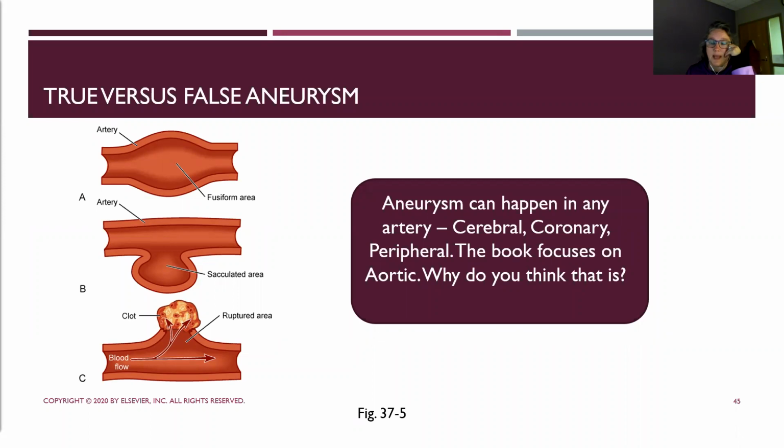Like I said, the aneurysms can happen anywhere in any artery. So they can happen in our cerebral, in our coronaries, and on our peripheral. And the book focuses on aortic aneurysm, simply because it's part of the peripheral vascular chapters. So that's partly why it focuses on the aortic aneurysms.